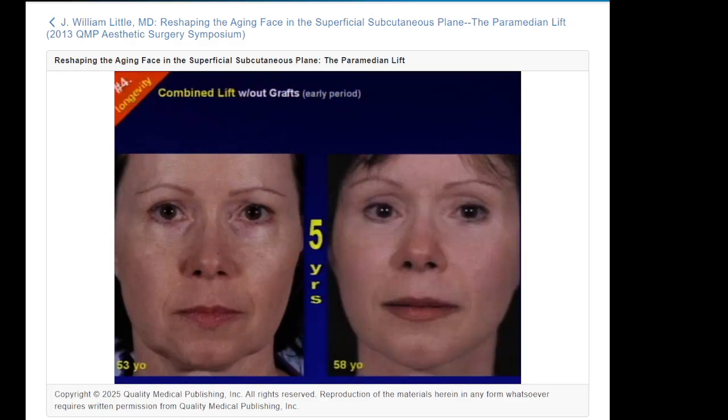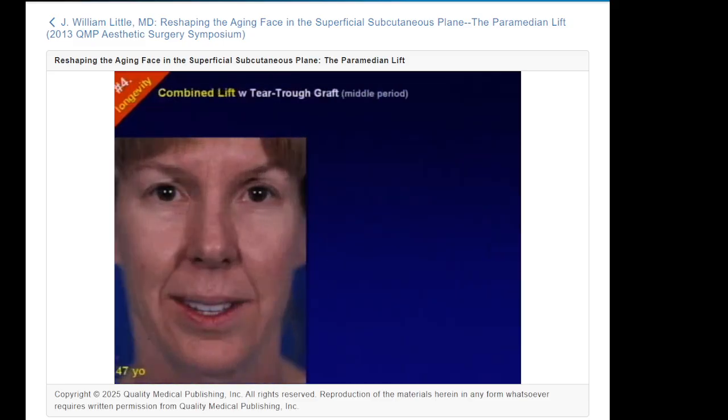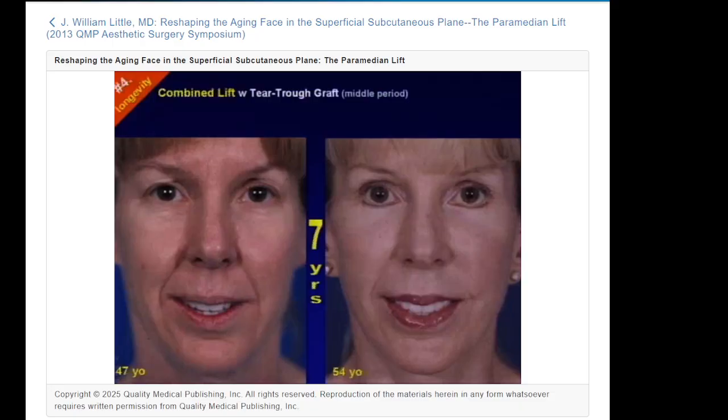So here's a woman, early case, 5 years later, and she looks a lot younger. Well, everybody shows cases 5 years later that look a lot younger. And this one's a hard facelift. She's 7 years after a facelift, and she looks younger still than she did before a facelift.